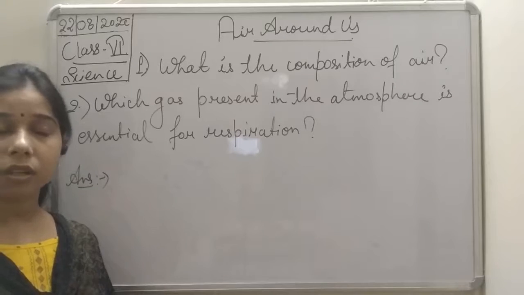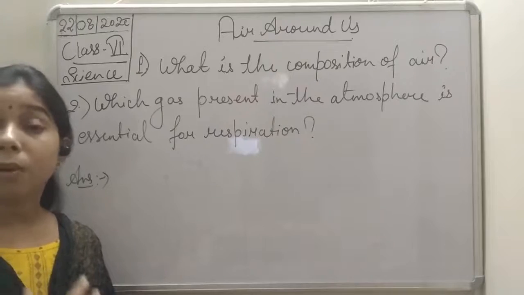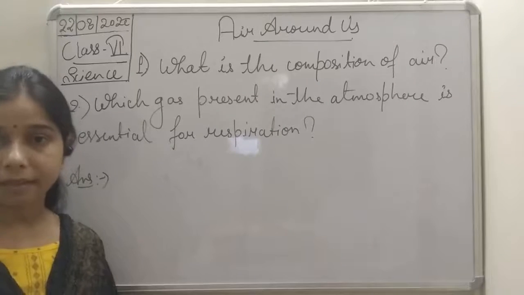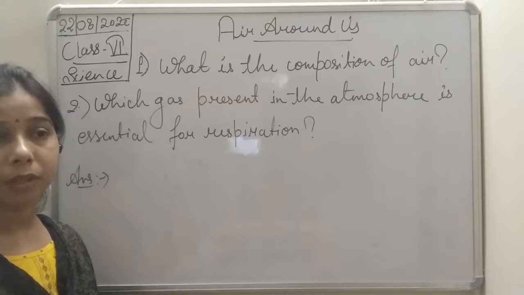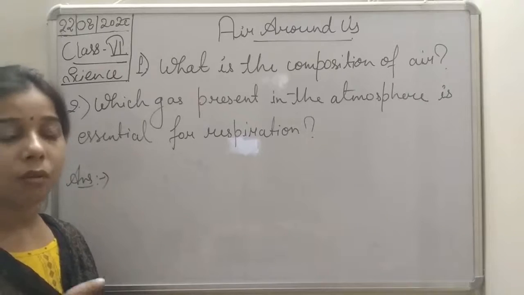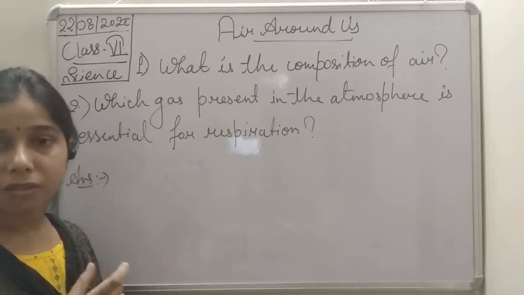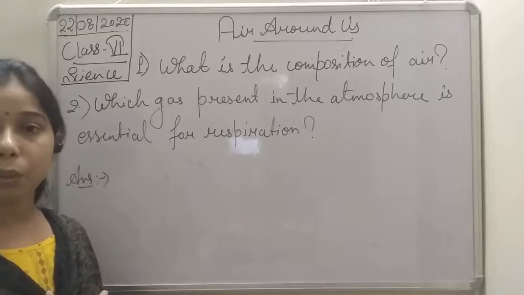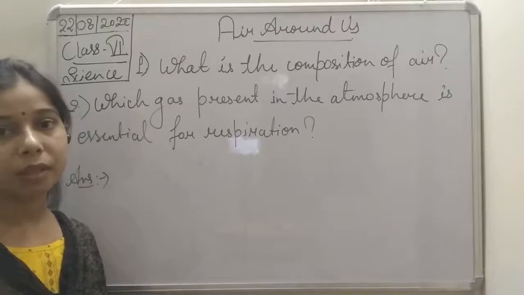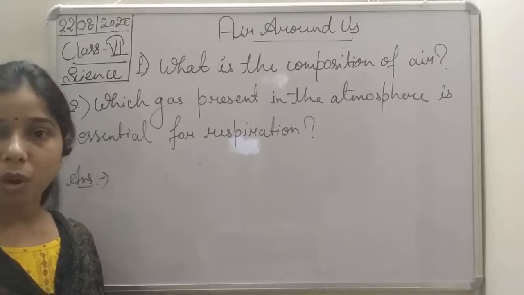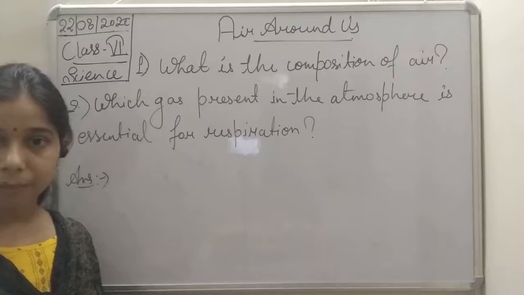And air also helps in the process of the water cycle. In the water cycle, the water vapor goes up in the air, then it condenses and forms clouds, and these clouds are moved from one place to another with the help of the air itself. So these are the different uses of air.